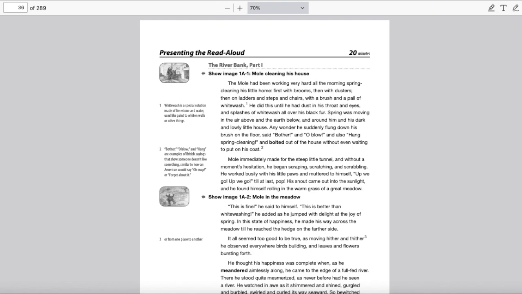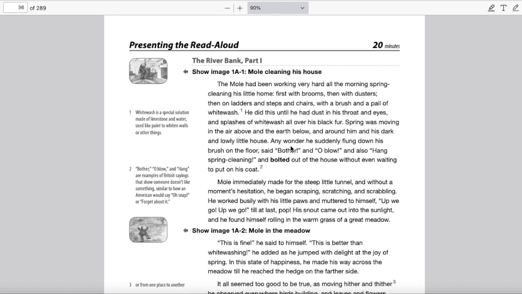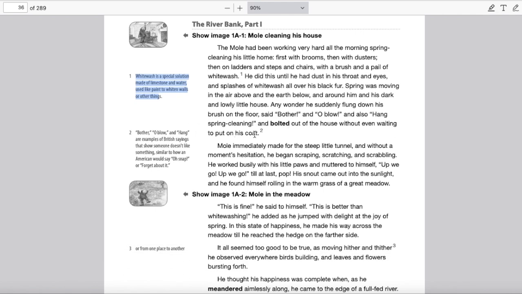And one thing I really like in these Core Knowledge units is you can see these little symbols. Over here, it's giving you explanation of that. So for example, he had a brush and pail of whitewash. What is whitewash? It's defining that for you in case your student isn't aware of what that means, and especially since this has some British slang in it. So for example, you can see the number 2 here, bother, oh blow, hang. Those are examples of British slang. So I do really appreciate that Core Knowledge incorporates in the teacher guide either questions or explanations or further information on the side for you as the teacher to introduce to your student.